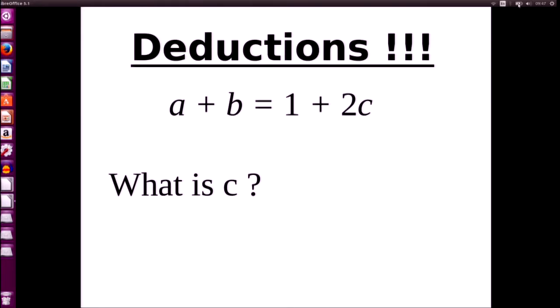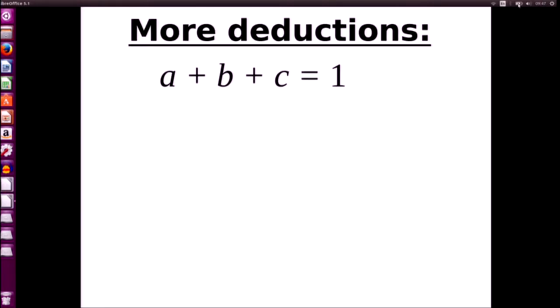A, B, and C are 0 or 1. Someone answered? It's 0 because we have 3 on the right side. We cannot possibly have 3 on the left. Here's a more complicated one: A plus B plus C equals 1. What deduction do you make from that?